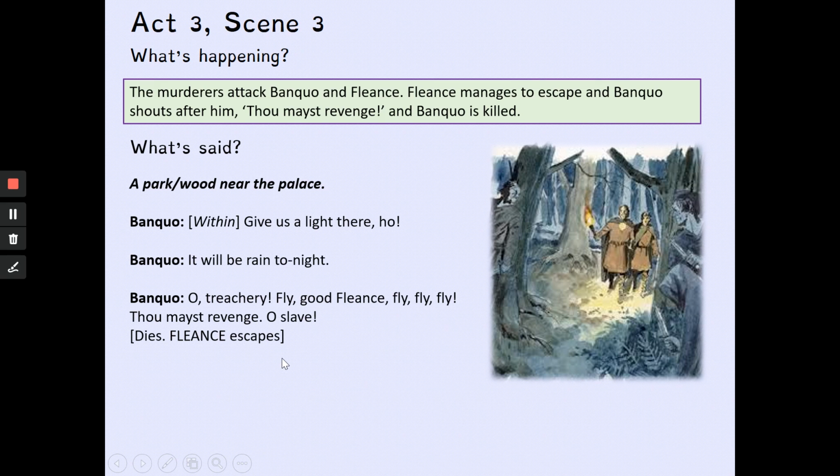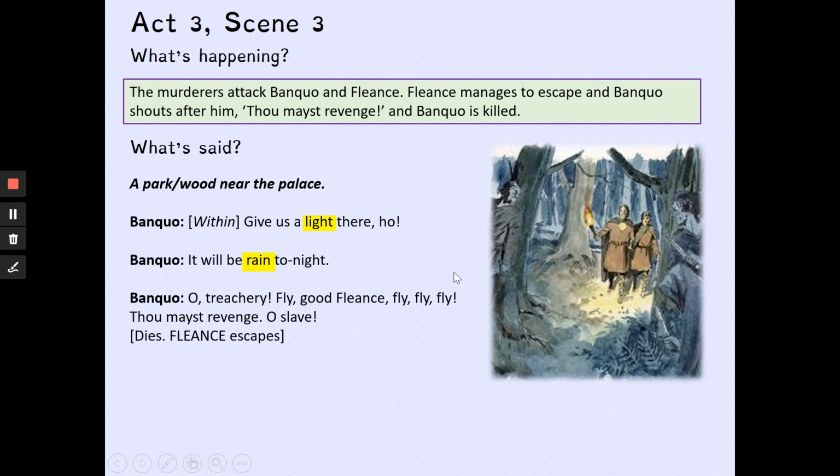And Banquo's final lines are these. He says, "O treachery, fly, good Fleance, fly, fly, fly. Thou mayest revenge, O slave." So we've talked about light and rain, and the contrast maybe there is highlighted. We might also think here that the rain falling on Scotland is Macbeth, and rain, interestingly, is a pun on reign, R-E-I-G-N, which means to rule, as a king would. You'd have the reign of a king or queen.